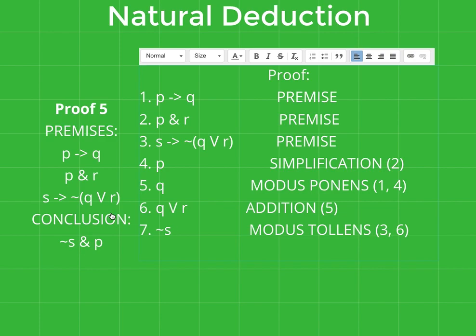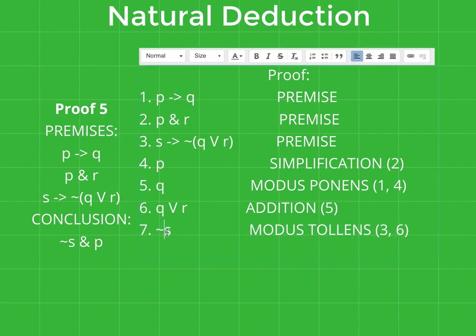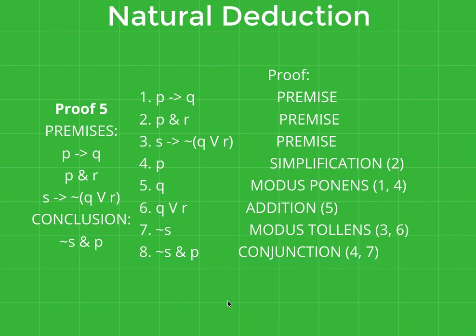Okay, now we're really close. We're trying to get not S and P. We've got not S, and we've got P, so all we have to do is combine them using conjunction. Conjunction on lines 4 and 7. Yep, that's right. Okay, so this was a nice proof because it actually utilized all 5 of the rules that we talked about for this section. And yeah, so hopefully you were able to follow along with this proof.